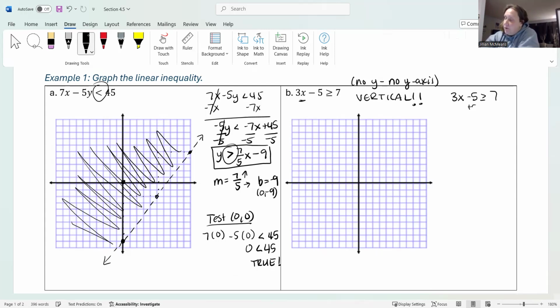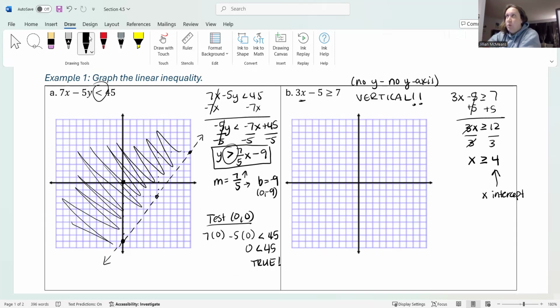I'm going to start by adding 5. Negative 5 plus 5 is 0, leaving you with just 3x, and that is greater than or equal to 12. I want to divide both sides by 3. That will undo the multiplication of 3 and x. 3 divided by itself is 1, leaving me with just x is greater than or equal to 4. Now, I need to understand that this is a vertical line, and this right here is the x-intercept. So I'm going to cross the x-axis at 4.